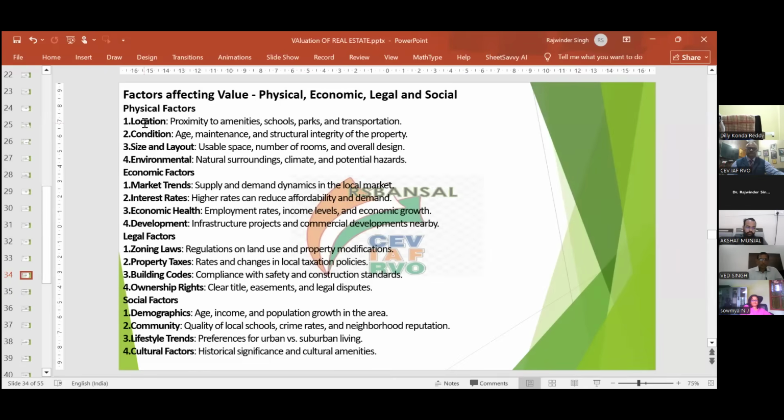Then legal factors such as zoning laws, property taxes, then building codes. So building codes means complying with the safety and construction standards, whether the structure is complying with the building codes or not, and of course ownership rights.